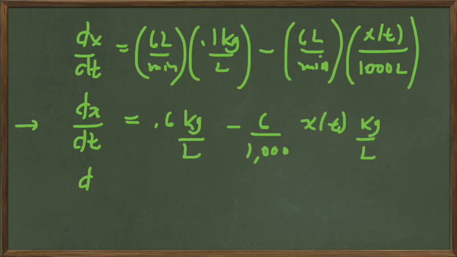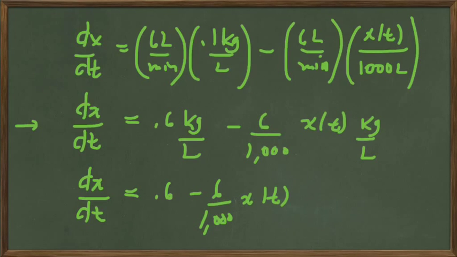So we can simplify our differential equation to this: dx/dt equals 0.6 minus 6 over 1,000 times x of t. Look at this differential equation for a minute and think about what type of differential equation it is. Let's hold it on the screen there for a minute.